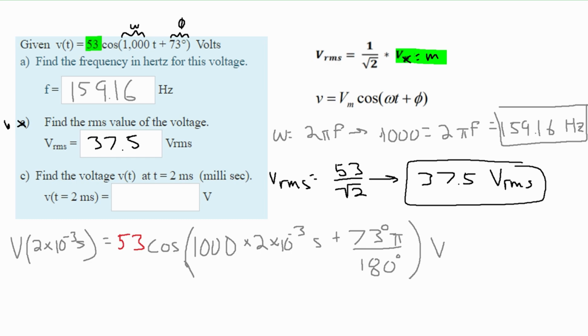And if we correctly plug all of that into a calculator, we're going to get that our v(t) at t equal to 2 milliseconds is equivalent to negative 52.5 volts. And that is how you would go about doing this problem.